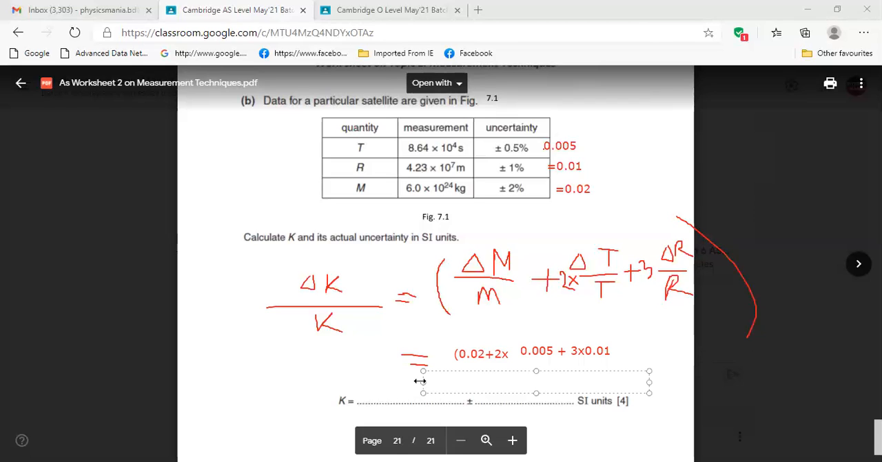What is the value if you add them? 0.06. 0.06. Okay, then you write here 0.06. Then it will be multiplied.